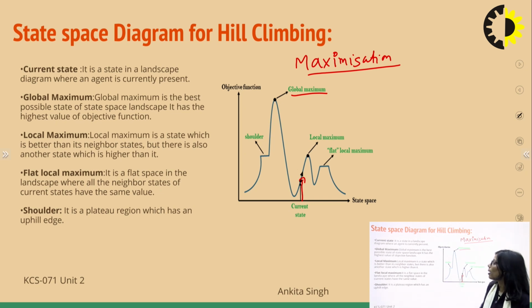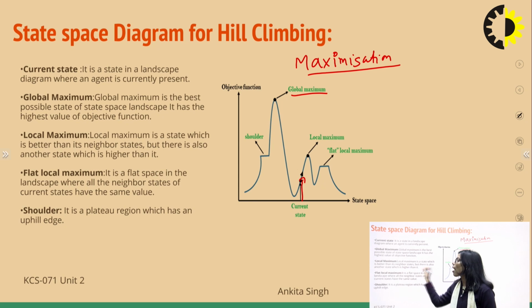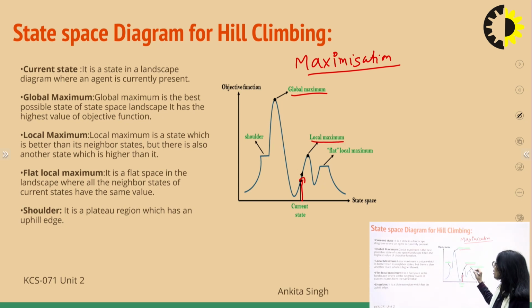Next is the local maximum. A local maximum is a state which is better than its neighboring states, but there is also another state which is higher than it. This is better than its neighboring states, but it is not the best state. Flat local maximum is a flat space in the landscape where all neighbor states of the current state have the same value. So here we can say all of them have the same value. Suppose we are at this position. My hill climbing algorithm says I will move to the next neighboring state only if it has better value than me. So now we cannot move there. This is the flat local maximum or plateau.